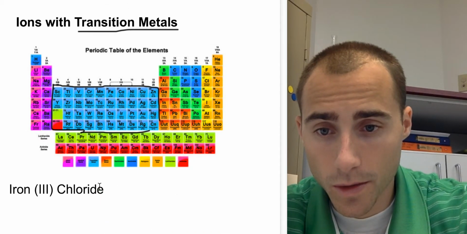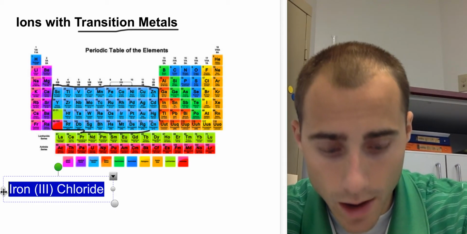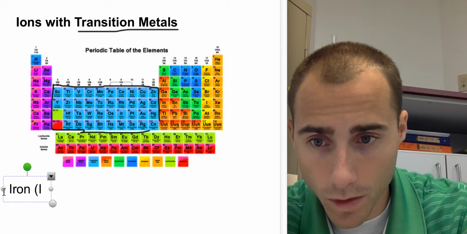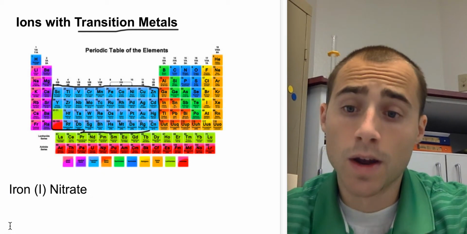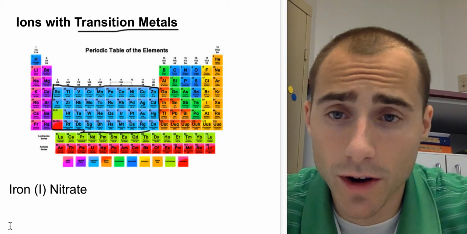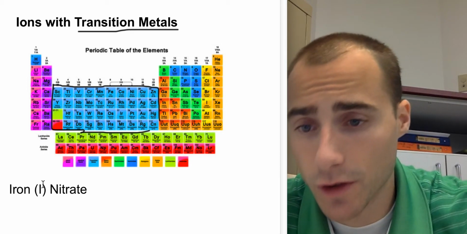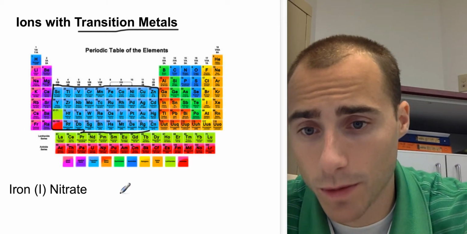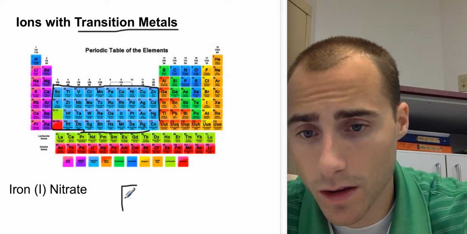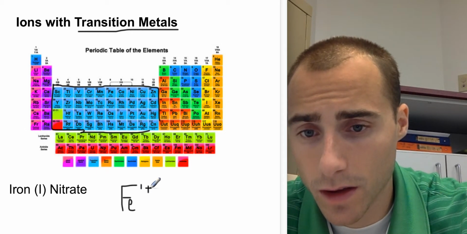I'm going to start off with the name this time. I'm going to give you iron 1 nitrate. Okay. Step 1, tell me the charge of the iron. You should know this right here represents the charge of the iron. So the charge of the iron is 1 or 1 plus. So Fe 1 plus.